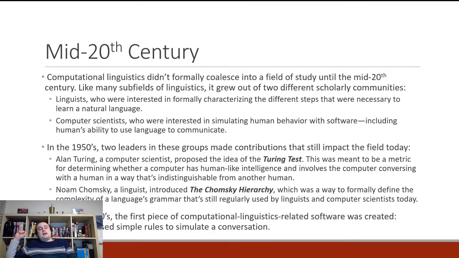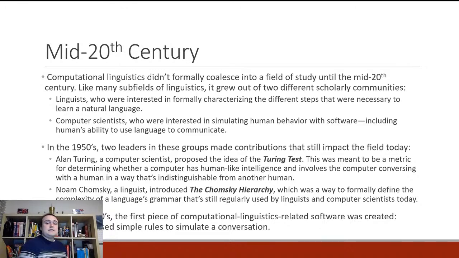Another big thing in the 50s was from Noam Chomsky. So he was a linguist, and one of his big contributions to the field of linguistics, one of his many big contributions, was to introduce what's called now the Chomsky hierarchy. So this is a way to formally define the complexity of a language's grammar. And it's essentially, you're saying how complicated a grammar is using math. And it's still regularly used by linguists today and in lots of stuff, as well as computer scientists. So UMass's computer science department actually has a class on the Chomsky hierarchy. That's how influential it was in that field as well.